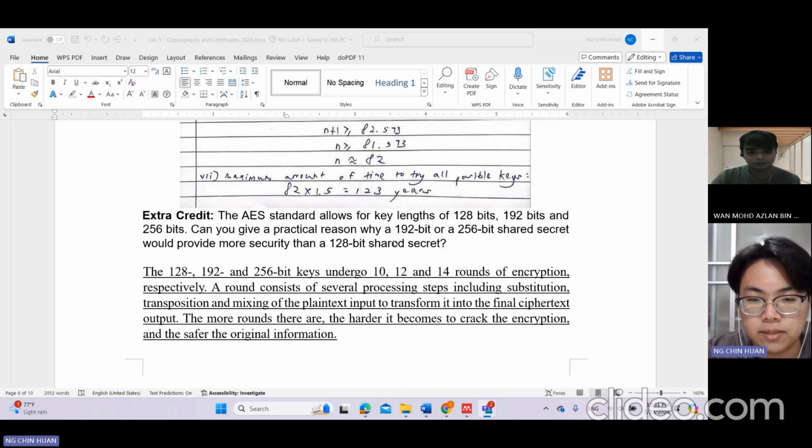For the extra credit question, why would a 192-bit or a 256-bit shared secret provide more security than a 128-bit shared secret? This is because the 128, 192, and 256-bit keys undergo 10, 12, and 14 rounds of encryption, respectively. A round consists of several processing steps, including substitution, transposition, and mixing of the plaintext input to transform it into the final ciphertext output. The more rounds there are, the harder it becomes to crack the encryption, and the safer the original information.